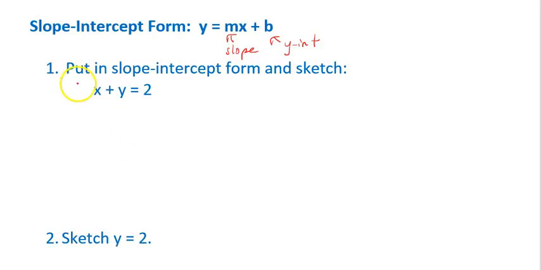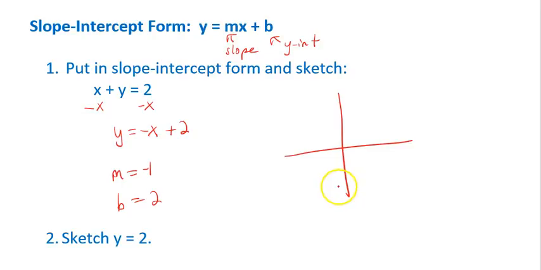So if we look at our first example, we want to put this into slope-intercept form and sketch it. This is not already in slope-intercept form because the x and the y are on the same side. In slope-intercept form, the y is by itself. So I need to subtract x from both sides, and I have negative x plus 2. And when I look at that, that tells me I have a slope of negative 1. This is an understood 1, so this is a negative 1 in front of the x. And I have y-intercept of 2.